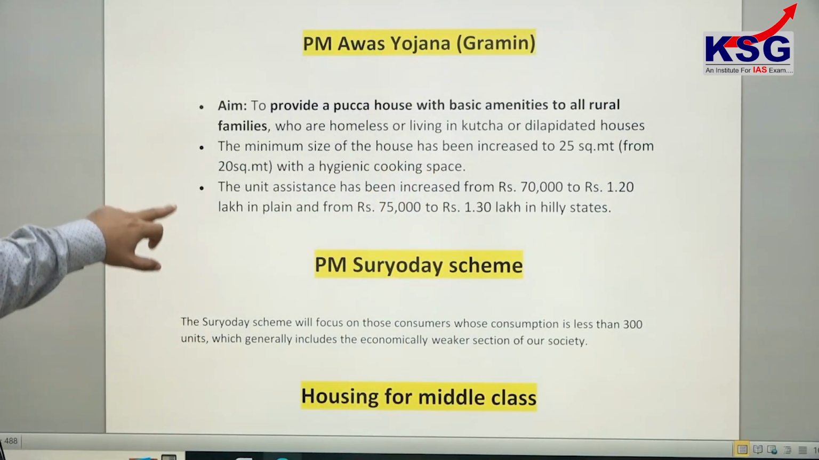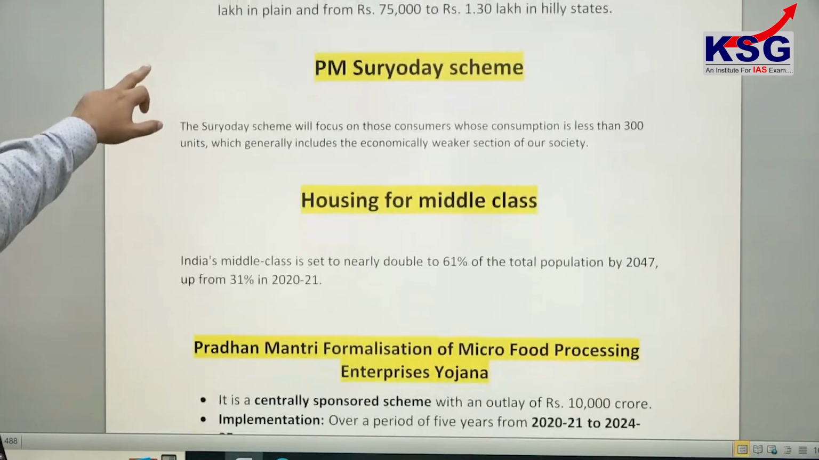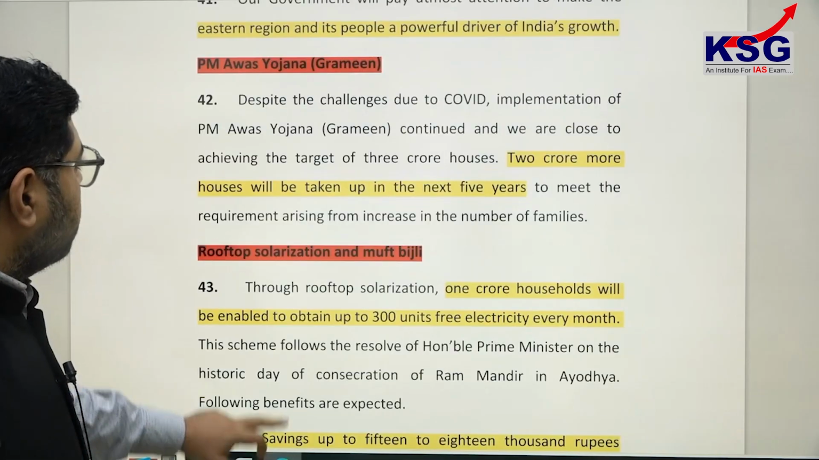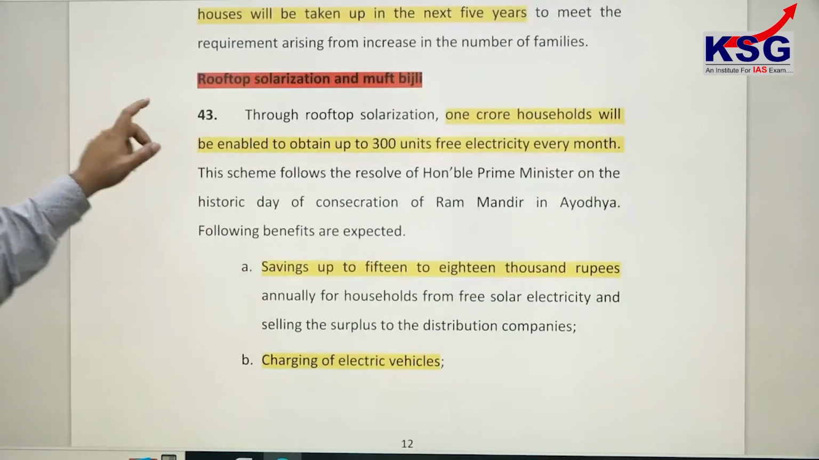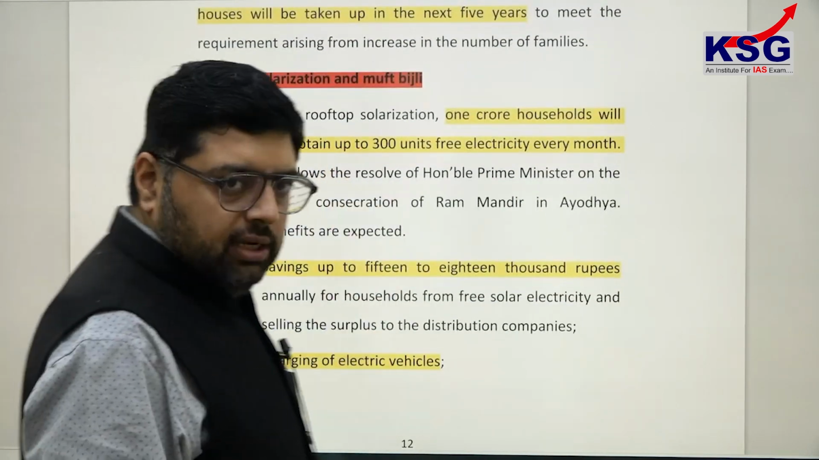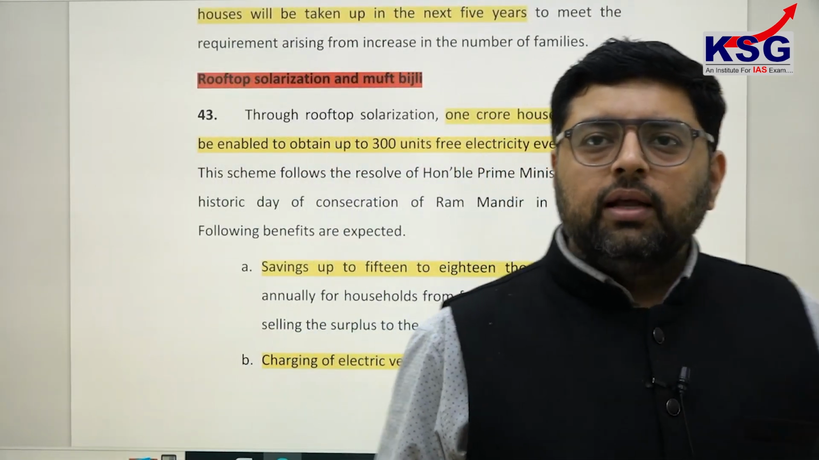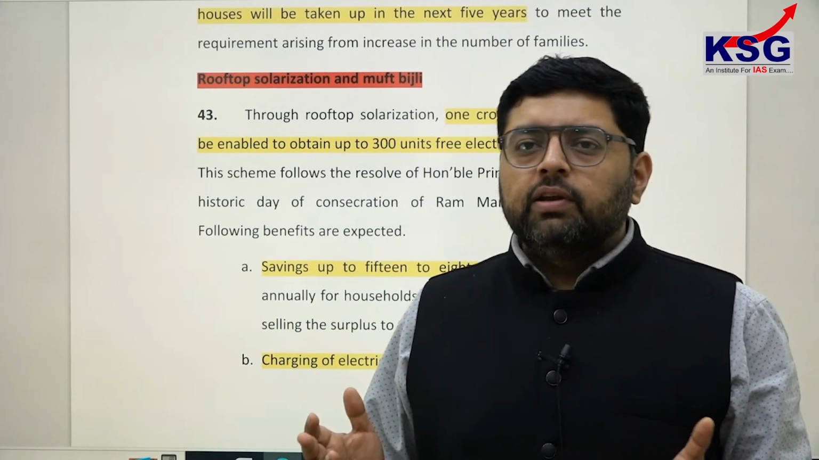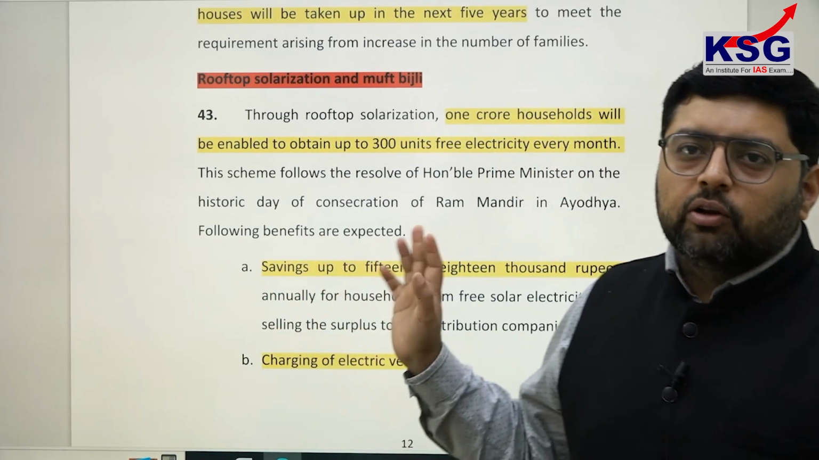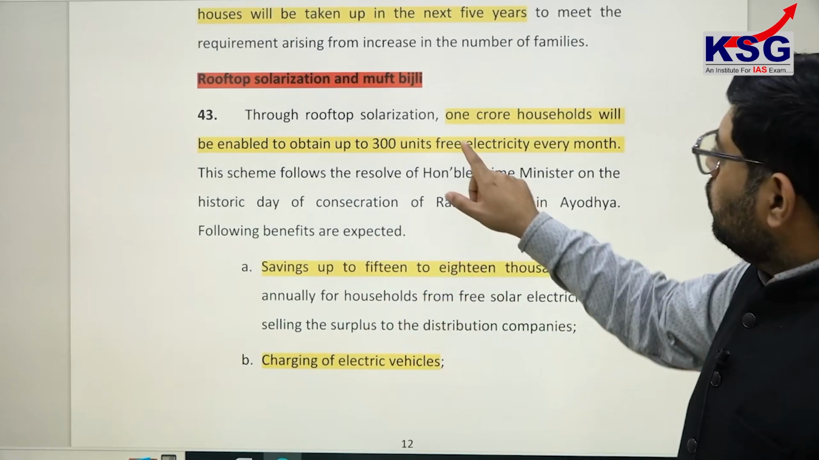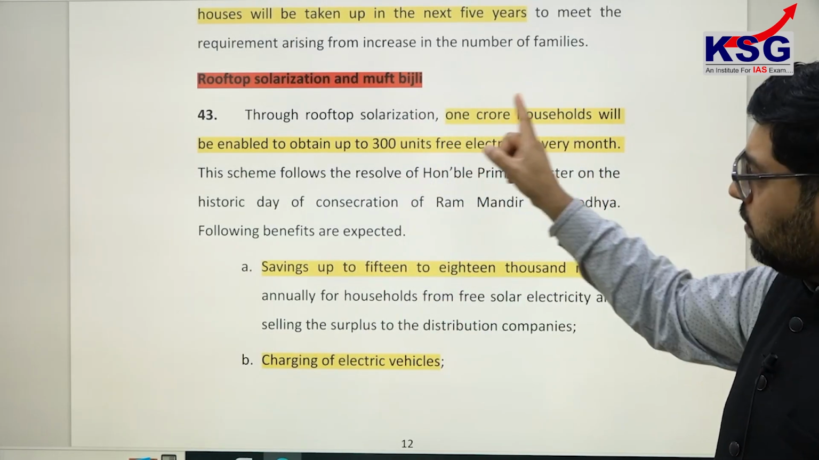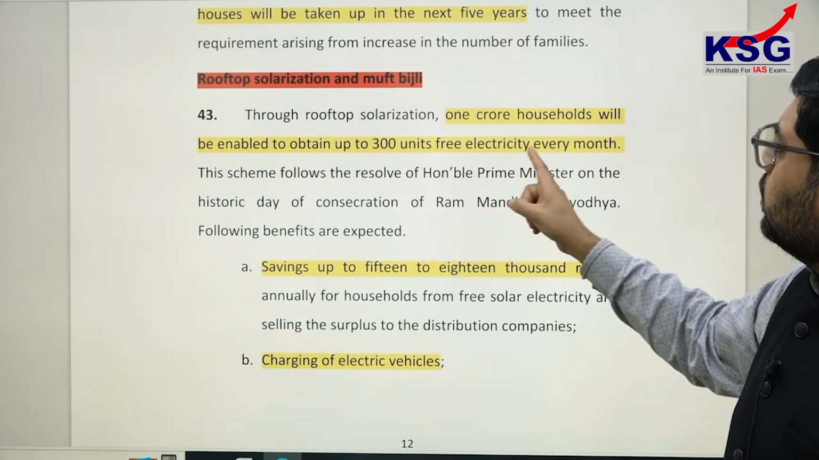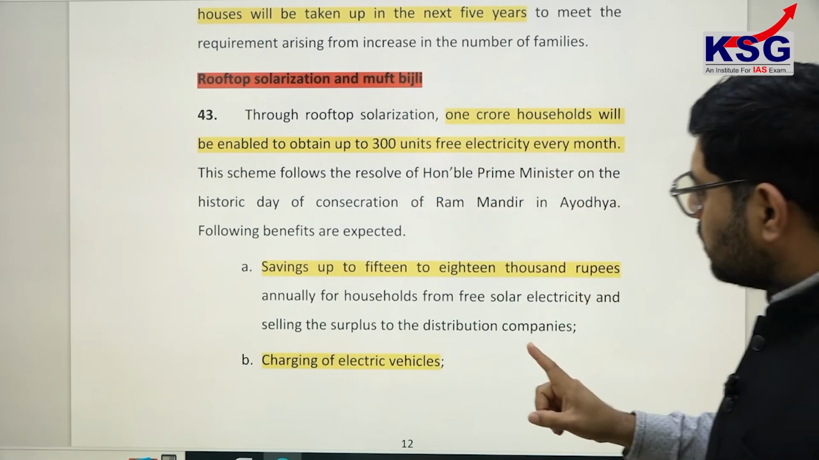So budget, again I'll tell you, is important for both your prelims and mains. Now next, the government has talked about rooftop solarization and muft bijli. How they will ensure muft bijli, we'll talk about that also. Through this, the target is that 1 crore households will be enabled to obtain up to 300 units of free electricity every month.